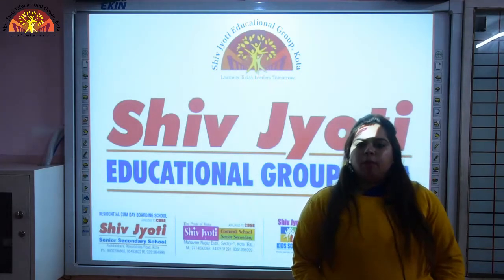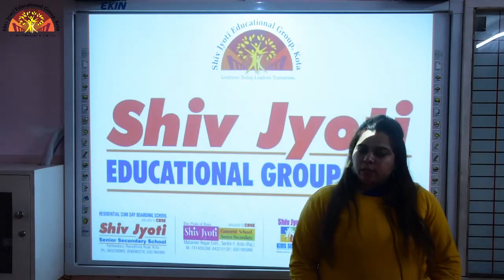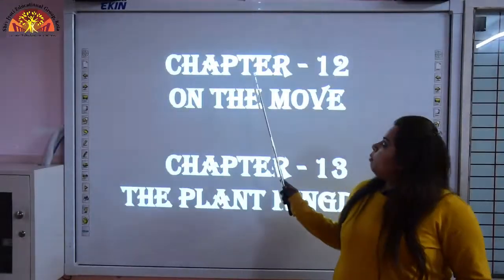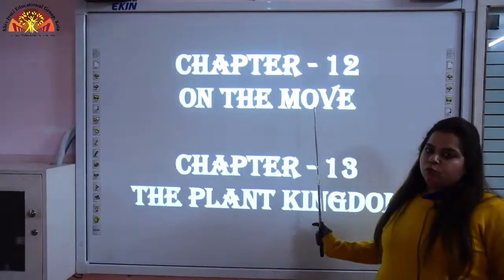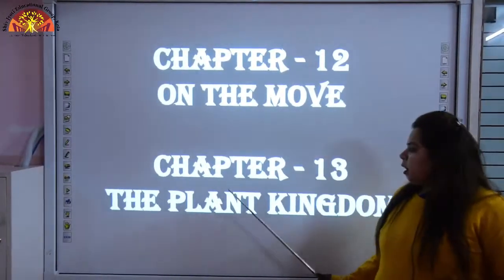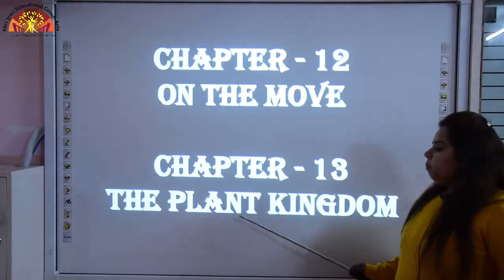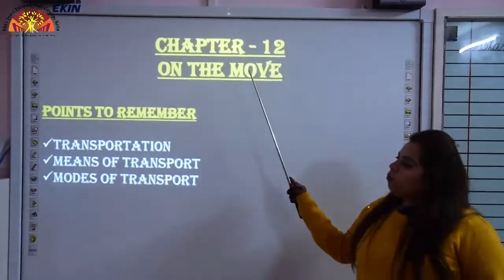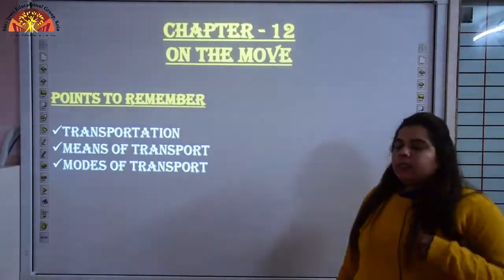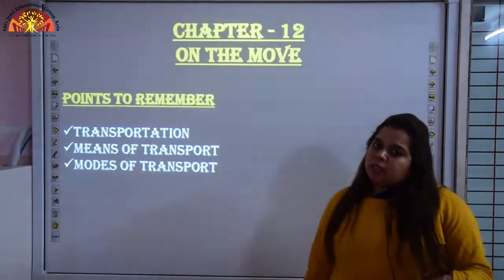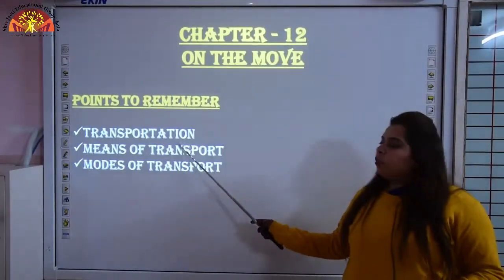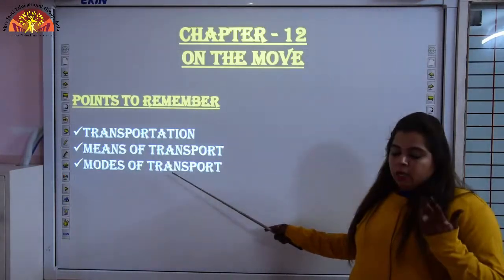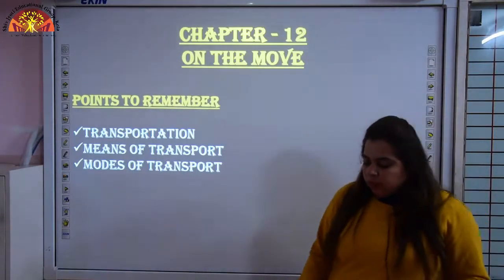Students, today I am here to teach you EVS and today we are going to revise two chapters. First is chapter number 12, On the Move, and the second is chapter number 13, The Plant Kingdom. Let's see chapter number 12 first, On the Move. Points to remember. In this chapter we have already studied what is transportation, what are the means of transport and what are different modes of transport. Let's summarize these points once again.